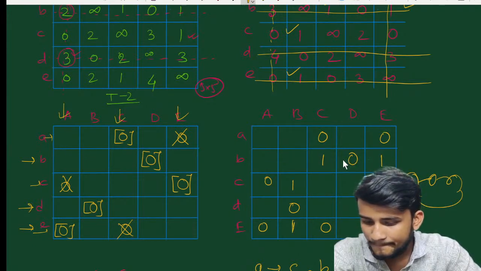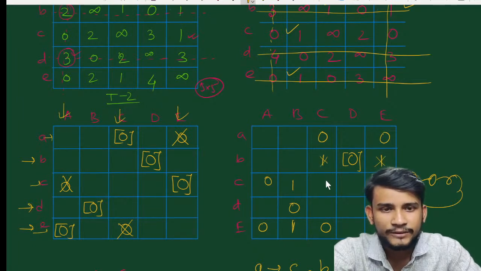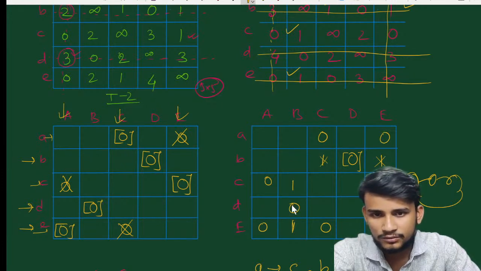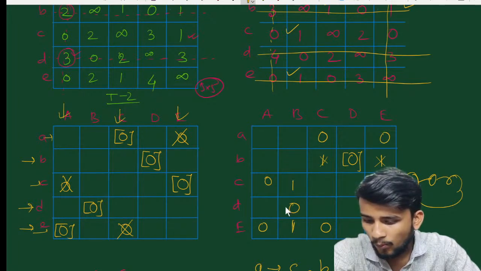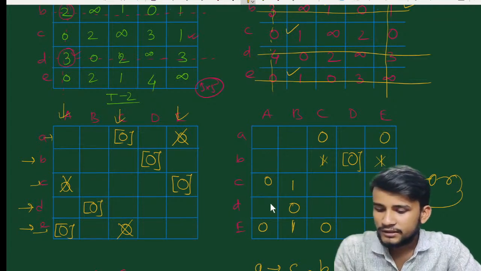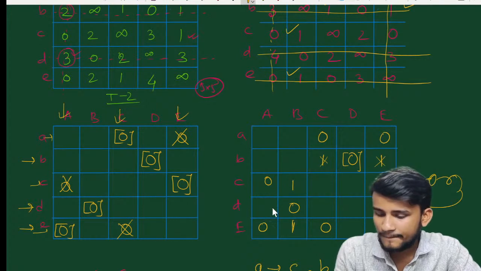Here, suppose we choose this 0, therefore this goes to cancel and this goes to cancel. Okay, now this row contains a single 0, D goes to B. Just a minute. Then we consider the next minimum cost, and that is 2 in table 6.